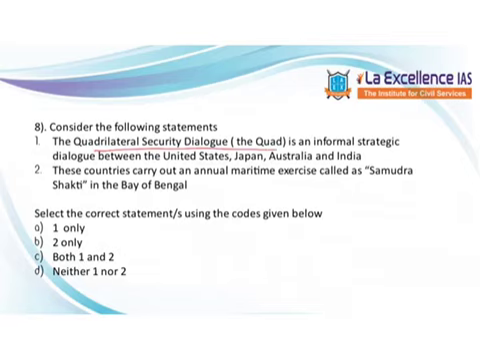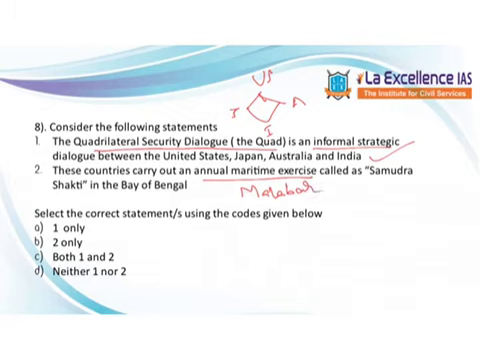The next question: consider the following statements. The Quadrilateral Security Dialogue, or Quad, meaning quadrilateral, is an informal strategic dialogue between the United States, Japan, Australia and India. So 1 is correct. Then, these countries carry out an annual military exercise called Samudra Shakti. It is not Samudra Shakti, the answer is Malabar. This is the largest military exercise conducted between these four nations. So who conducts Samudra Shakti? Samudra Shakti is conducted by India and Indonesia. So statement 2 is wrong, and answer A, only 1, is correct.